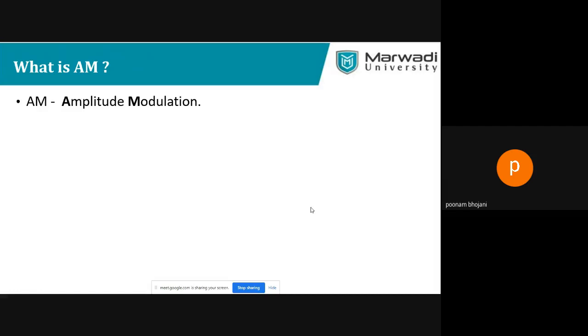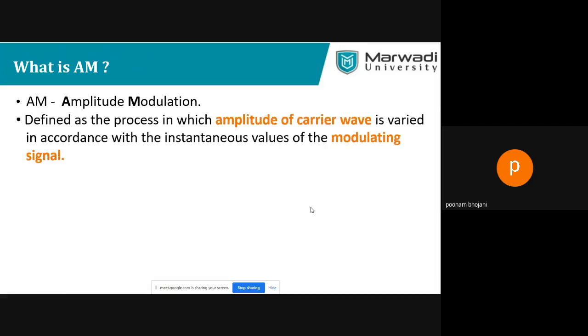So first, what is AM? Why amplitude modulation, and what is amplitude modulation? Amplitude modulation means we change the amplitude of the carrier signal in accordance with the amplitude of the message signal. It is defined as the process in which the amplitude of the carrier wave is varied in accordance with the instantaneous values of the modulating or message signal. So your carrier signal amplitude will be changed according to the amplitude of the message signal.